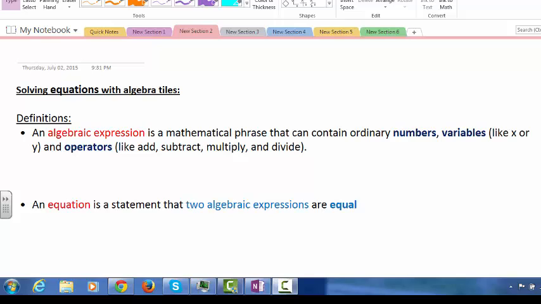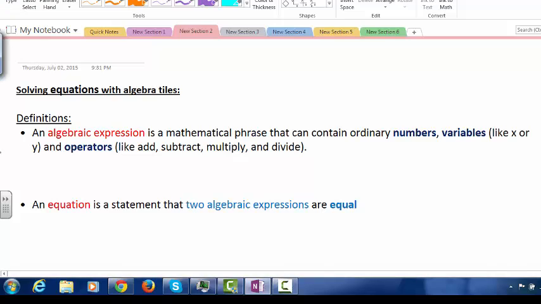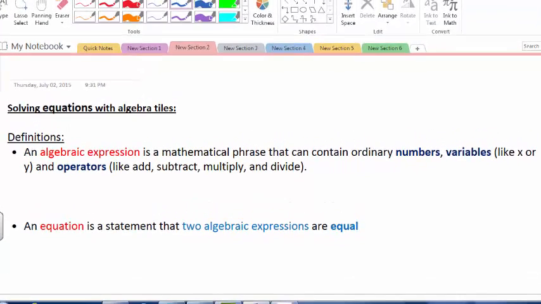An algebraic expression is a mathematical phrase that contains ordinary numbers, variables like x or y, and operators like addition, subtraction, multiplication, or division. So let's start with an example. If I have something like 3x minus 2, this is a good example of an algebraic expression because it's a mix, or a phrase, that contains all of what we mentioned.